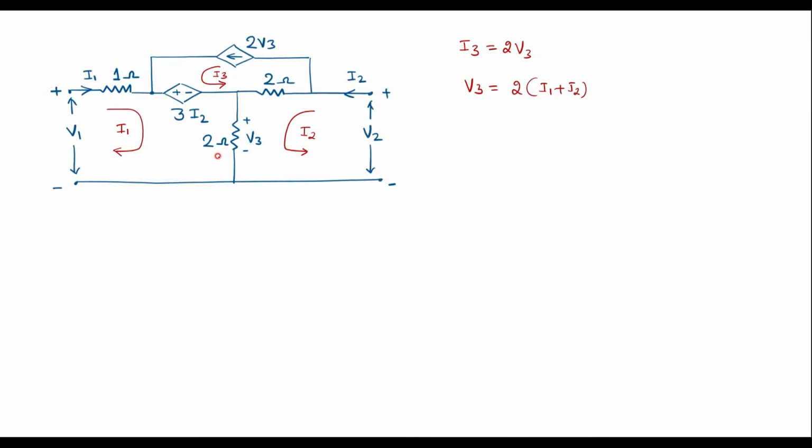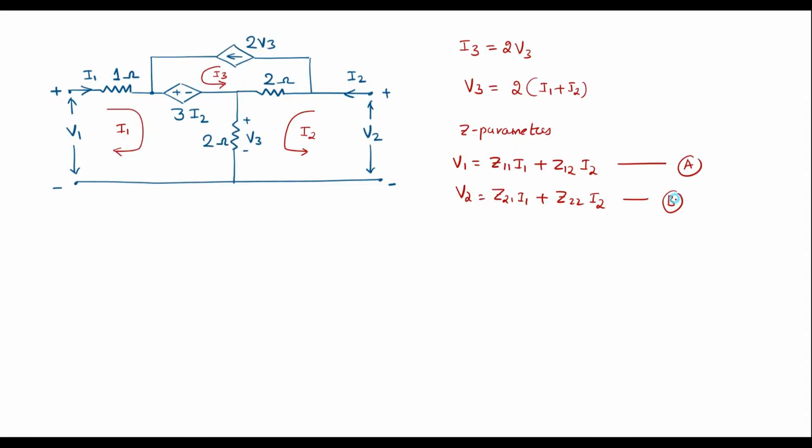So first I will try to find the Z parameters for this circuit. The Z parameter equations can be written as V1 is equal to Z11 I1 plus Z12 I2. V2 will be equal to Z21 I1 plus Z22 I2. Let me call it equation A, and this is equation B.